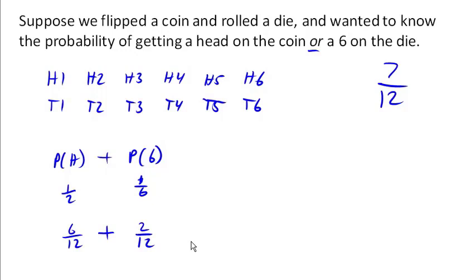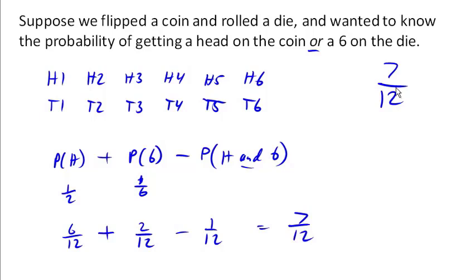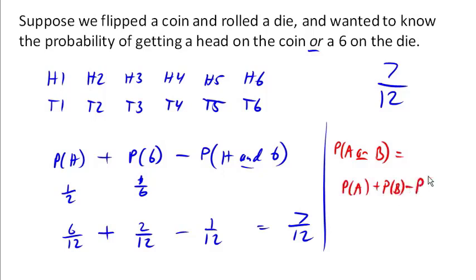Why? Because we're counting 1, 2, 3, 4, 5, 6 for the heads, and we're counting 1, 2 for the 6s, but we've counted this value twice. So to compensate, we have to subtract out that value that we double counted. We subtract out the probability of a head and a 6, which is 1 out of 12. 6 plus 2 is 8, minus 1 is 7/12, and we get the same answer. So our basic rule is that the probability of A or B is the probability of A plus the probability of B minus the probability of both. We have to subtract out that "and" so that we're not double counting it.